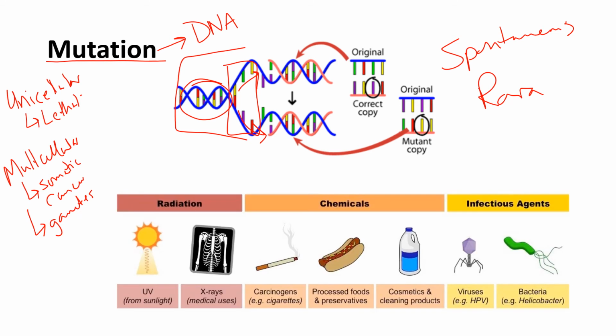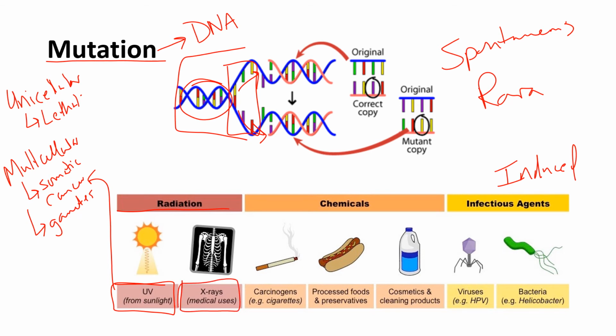Much more common are induced mutations. And an induced mutation is where the environment causes a change in the DNA. And you are probably pretty familiar with most of these different types of things. These are mutagens. So these are different things that can mutate the DNA, causing a permanent change in the DNA. So first is radiation. UV light, you probably know that exposure to too much UV light can lead to skin cancer.